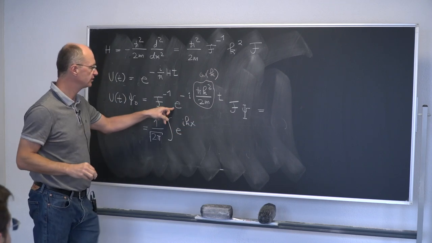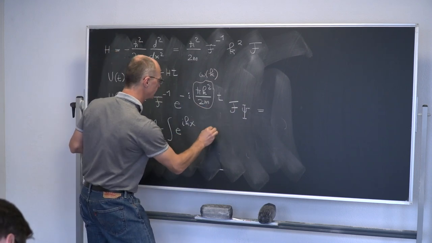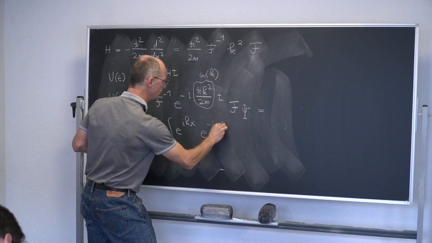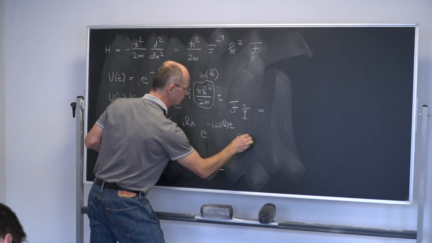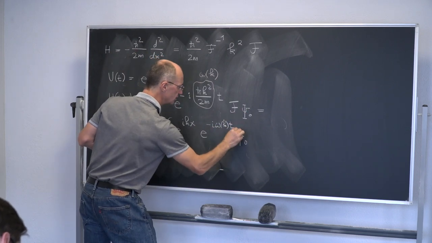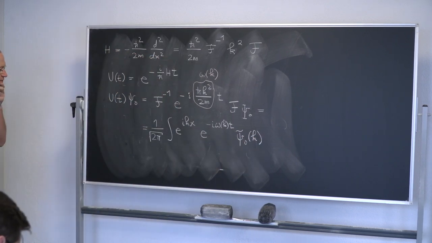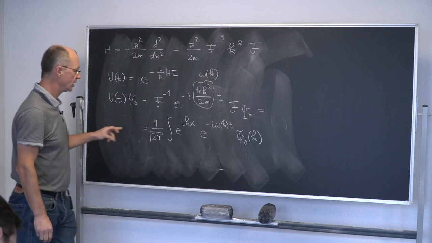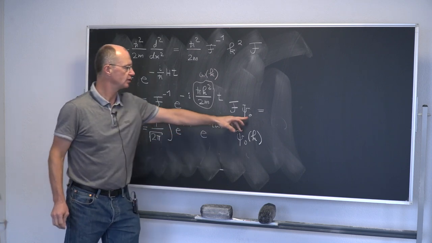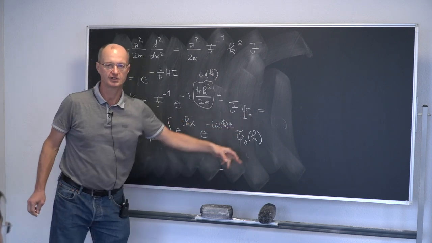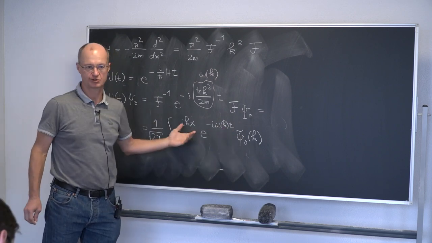And here I write this function. So this function is exponential minus i omega of k t. And this function, just by definition, let me denote it by, so the Fourier transform of psi is psi tilde of k. So one can understand this formula literally when psi naught is nice enough.